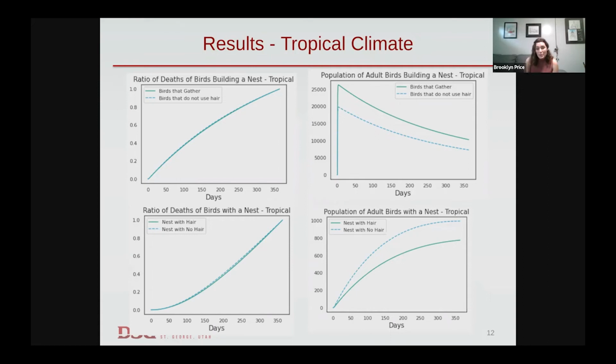And then we have the population of adult birds with a nest in the tropical climate in the bottom right corner. And that's just growing over time, as we can see.